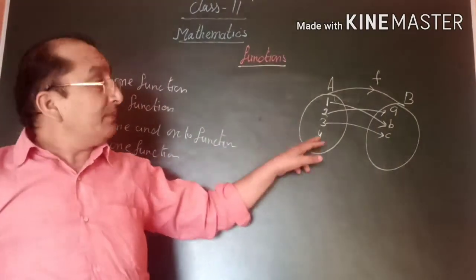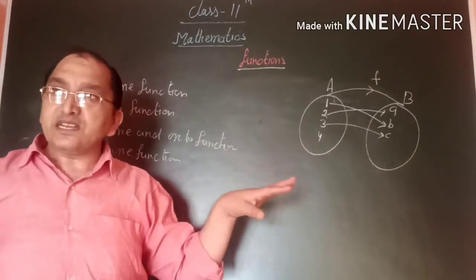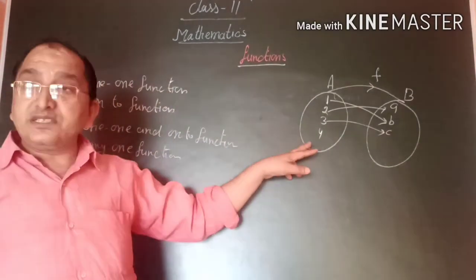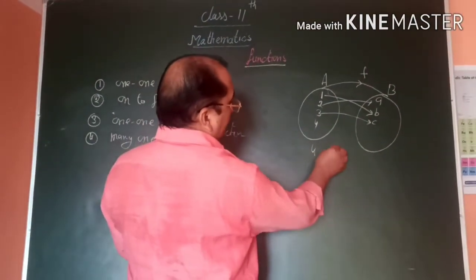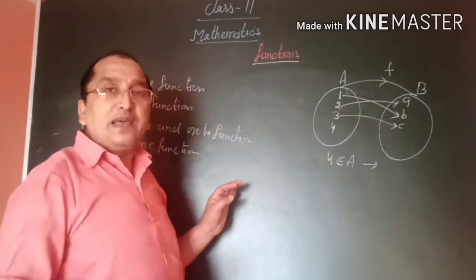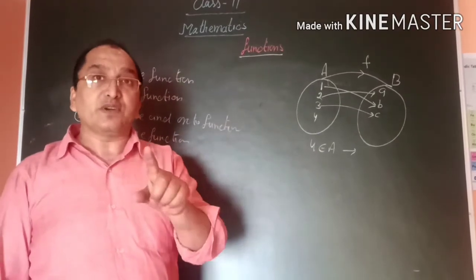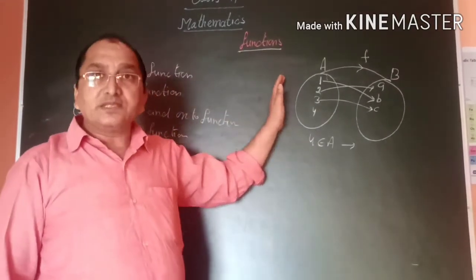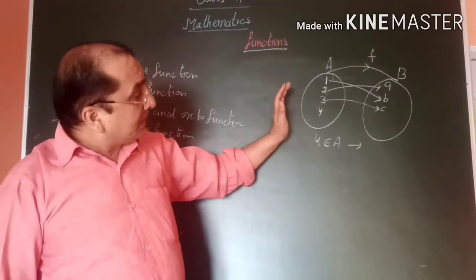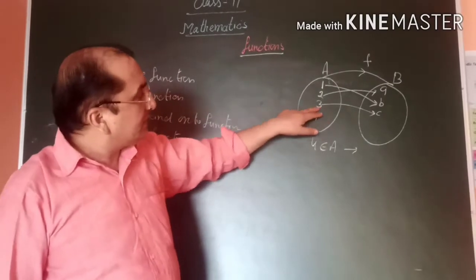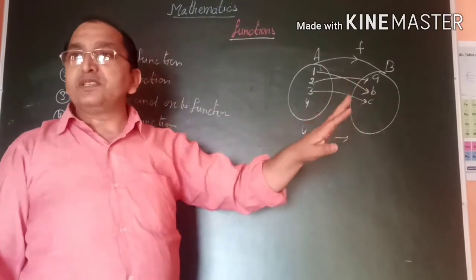But 4 is an element of A, but 4 doesn't have any image in B, and such a relation is not a function. Although this is a relation, it is not a function. The reason is that 4 belongs to A, but 4 does not have any image in B, so such a relation is not a function.